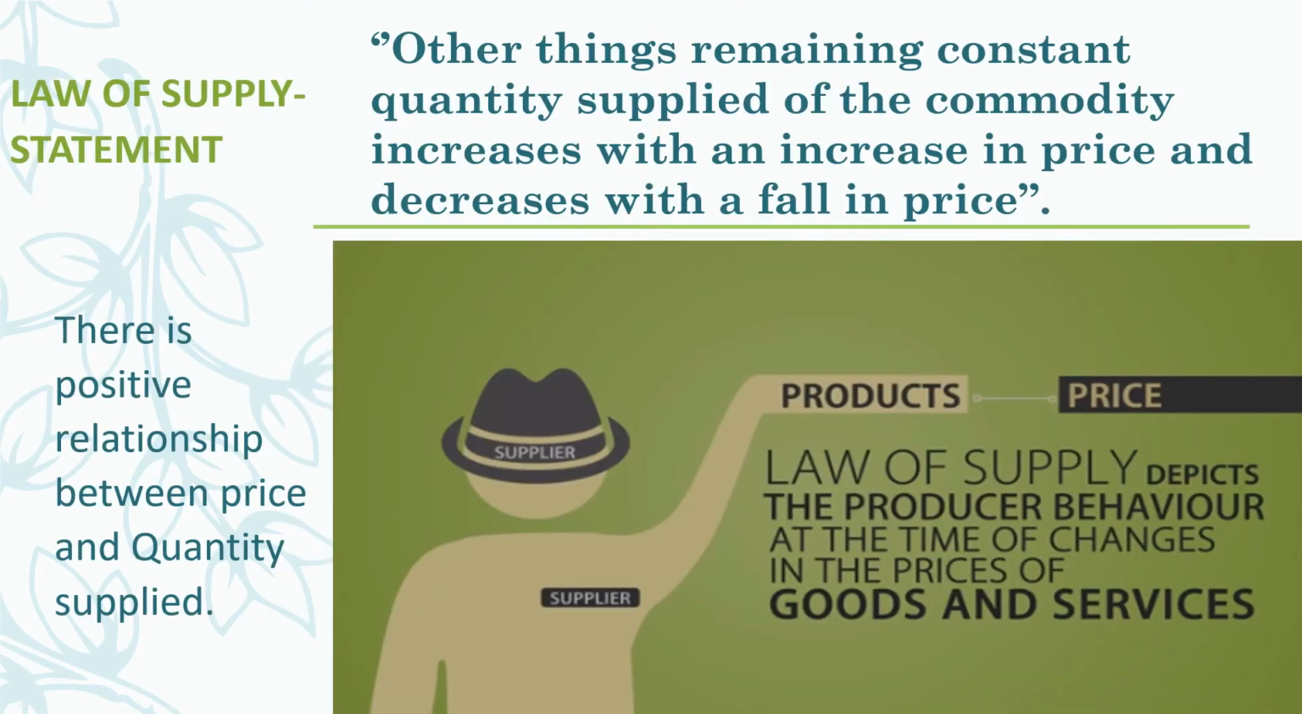When we studied individual supply schedule and curve and market supply schedule and curve, we understood one thing. There's a trend that when price rises, then quantity supplied rises. And when price falls, quantity supplied falls. So we can put this together in the form of a law. Other things remaining constant, quantity supplied of the commodity increases with an increase in price and decreases with a fall in price. So we see there is a positive relationship between price and quantity supplied.